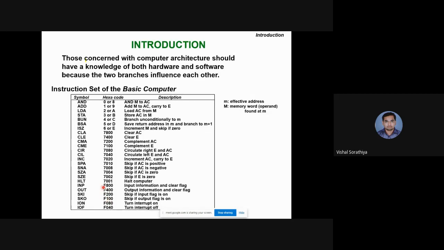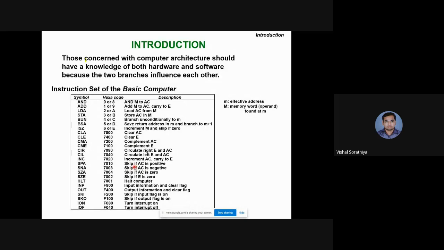So whenever there is an F over here, it means bits 12, 13, 14, 15 are 1, 1, 1, 1, all 4 digits are 1. So this is related to an input-output instruction. If the first digit, bit 15, is 0, but bits 12, 13 and 14 are 1, 1, 1, then it is considered a register reference instruction. At that time you need to identify the operations related to the different registers, like clear, complement, and so on.